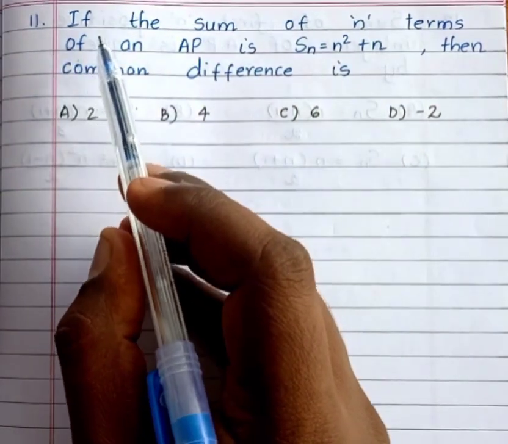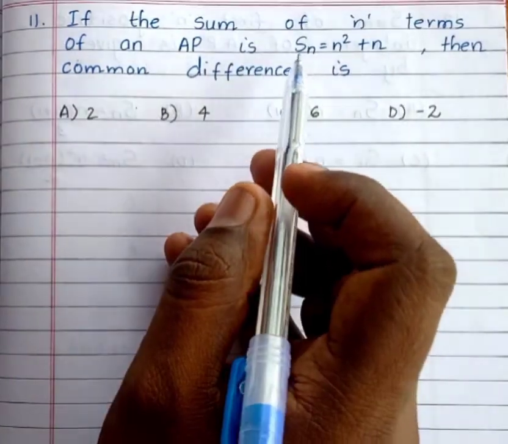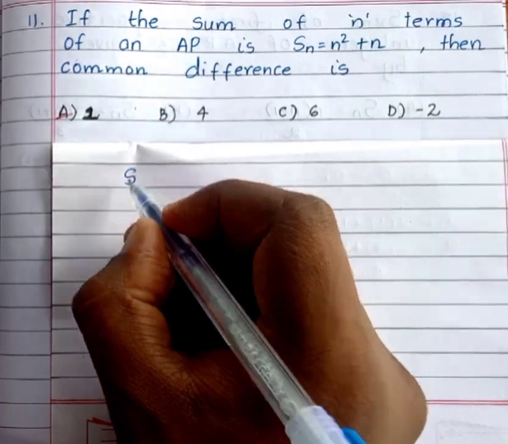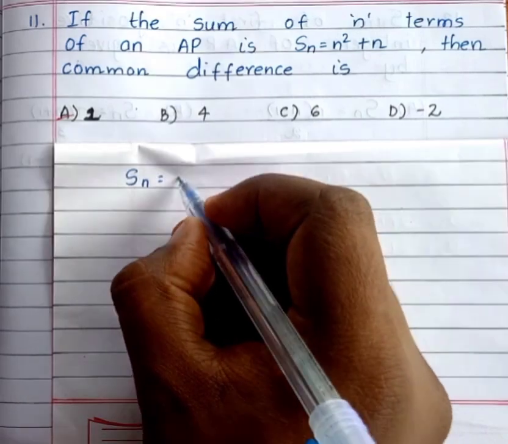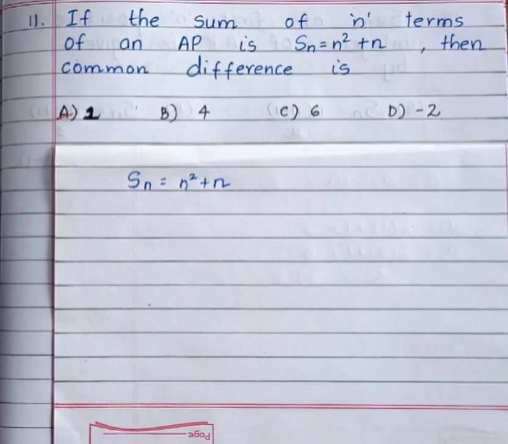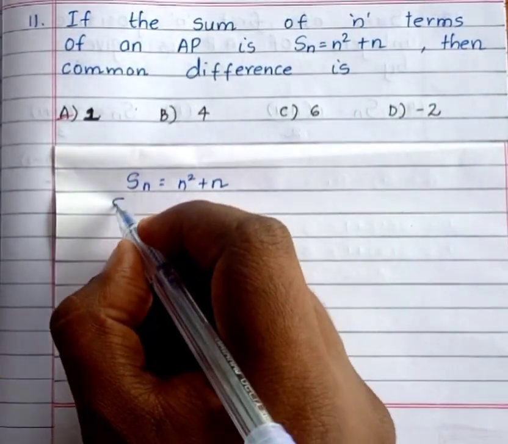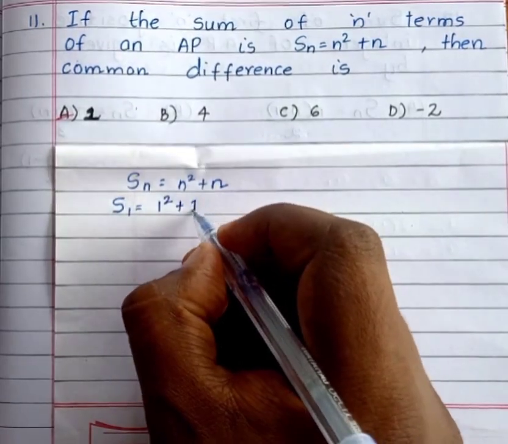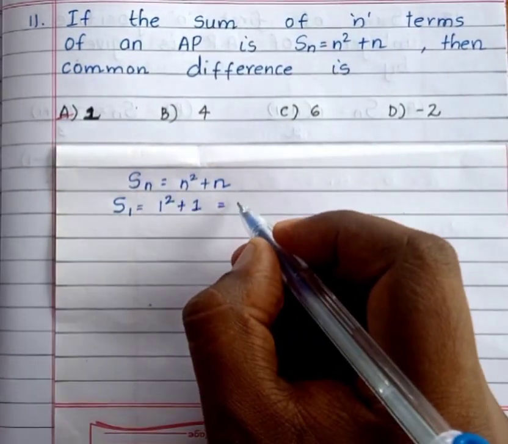If the sum of n terms of an AP is given by Sn equals n square plus n, then the common difference is. Now the first step is to write down the given Sn, that is Sn equals n square plus n. Now we'll find S1 and S2. S1 equals 1 square plus 1. We get 1 square is 1, 1 plus 1 is 2.